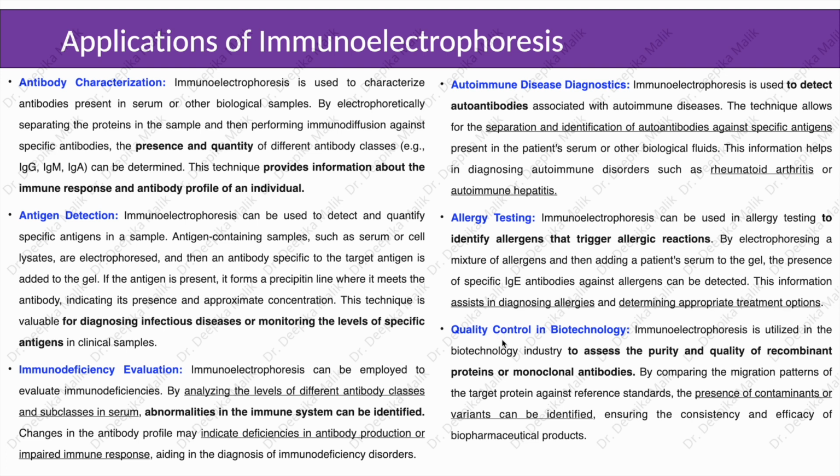Quality control in biotechnology. Immunoelectrophoresis is utilized in the biotechnology industry to assess the purity and quality of recombinant proteins or monoclonal antibodies. By comparing the migration pattern of the target protein against reference standards, the presence of contaminants or variants can be identified, ensuring the consistency and efficacy of biopharmaceutical products.